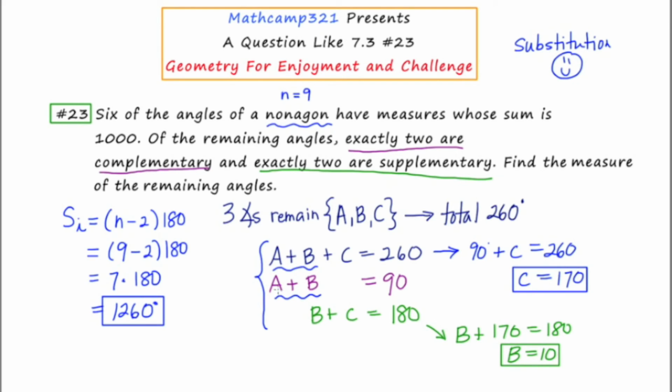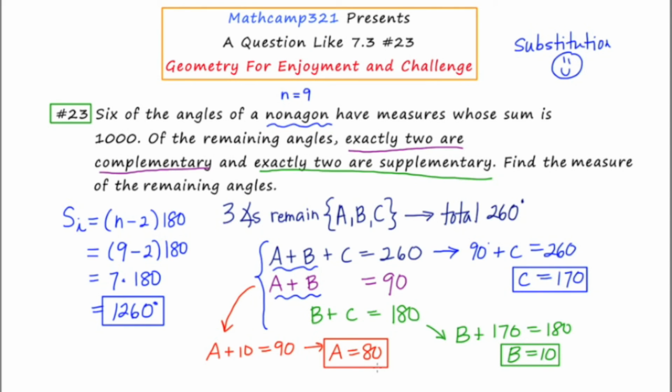Now that I know what B is, I can take that answer and plug it into the middle equation, and then I can get what A is. So A plus B is 90, or A plus 10 is equal to 90, which means if I subtract 10 from both sides, I get A is equal to 80. And as a double check, I can just think about the parameters given on A, B, and C. These angles are supposed to add up to 260. 80 plus 10 is 90. 90 plus 170 is 260. So that condition has been met.